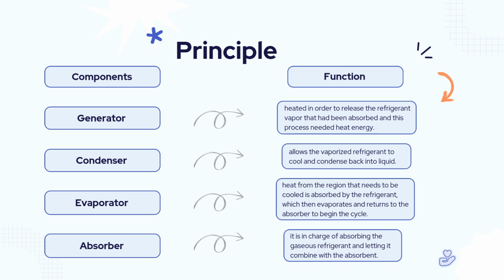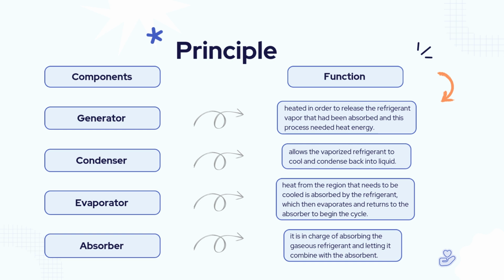Next, I will explain the principle of the absorption refrigeration cycle. As I mentioned before, there are 4 main components in this refrigerator. The first one is the generator, which is heated in order to release the refrigerant vapor that has been absorbed, and this process needs heat energy. So basically, the generator needs heat energy as a source to release the refrigerant vapor.